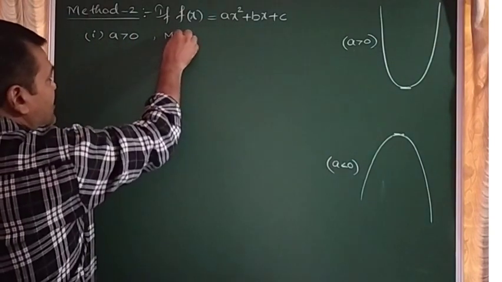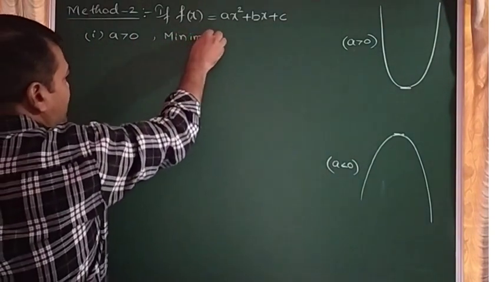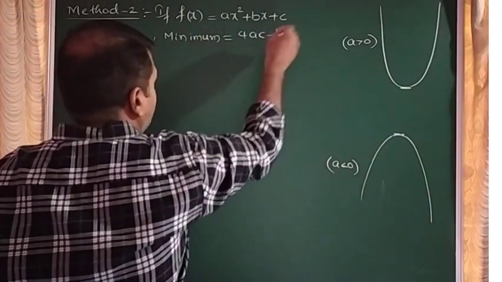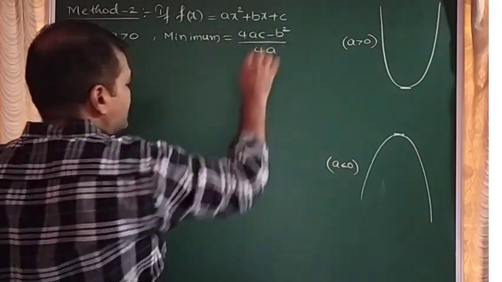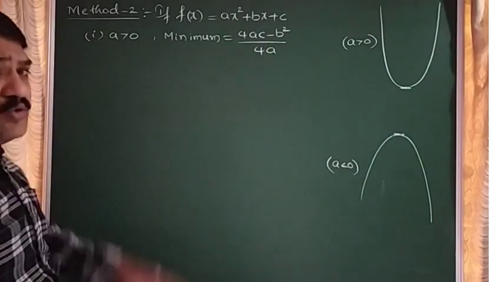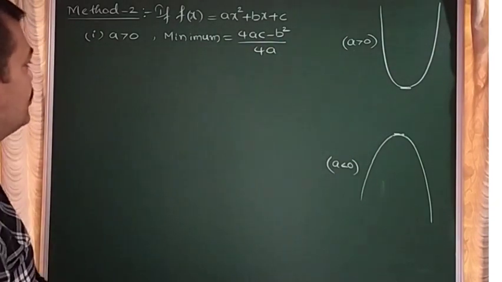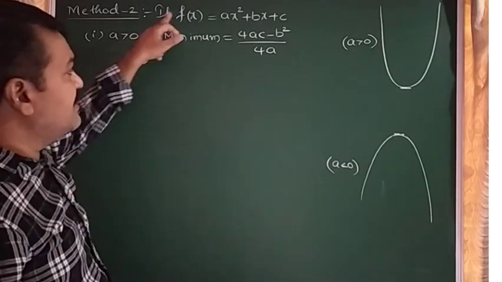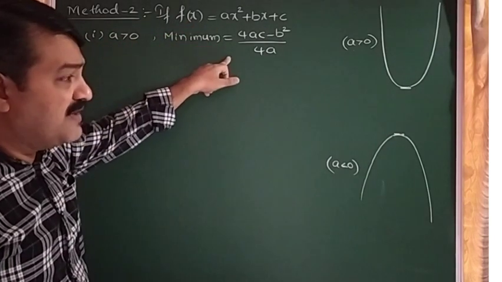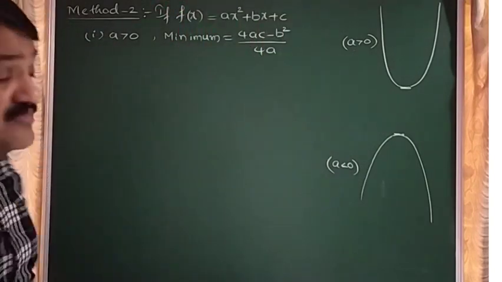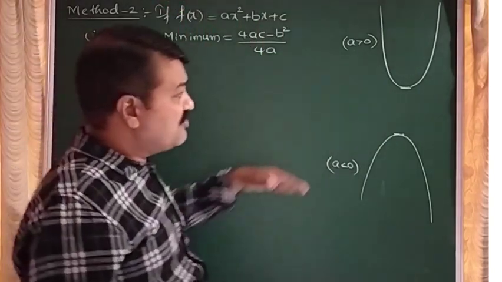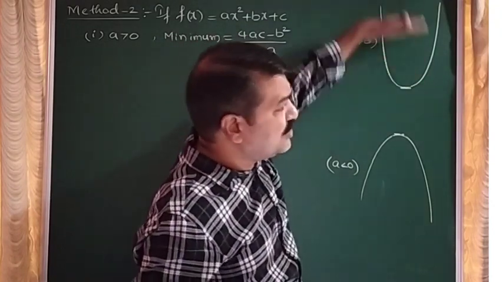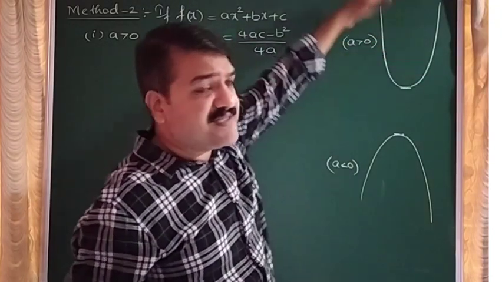So therefore, the minimum value of the function is (4ac minus b square) by 4a, which is the formula we have already discussed in the quadratic expressions chapter. So if a is greater than 0, or positive, the function will have a minimum value but no maximum value. Then what is the range? Range means this is the least value.